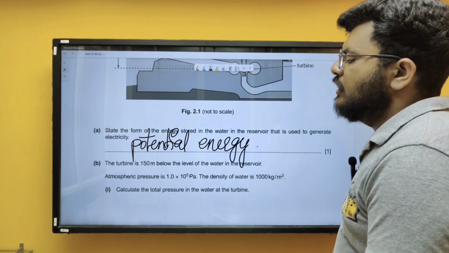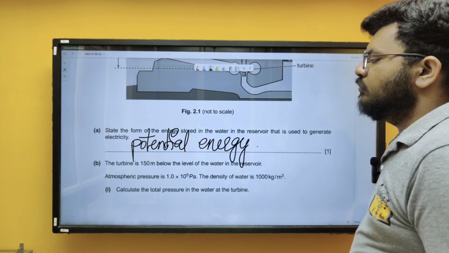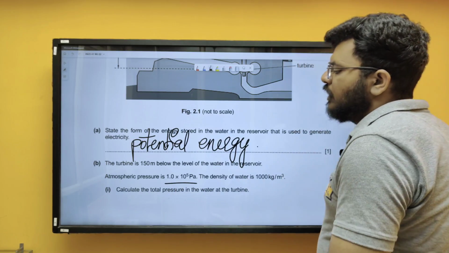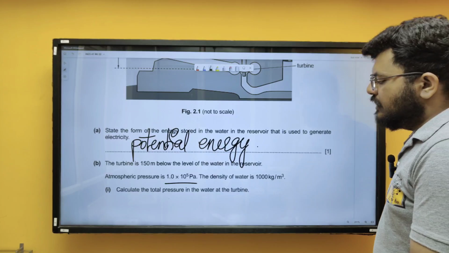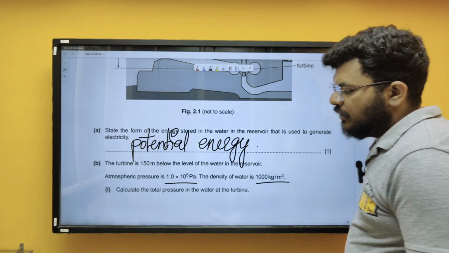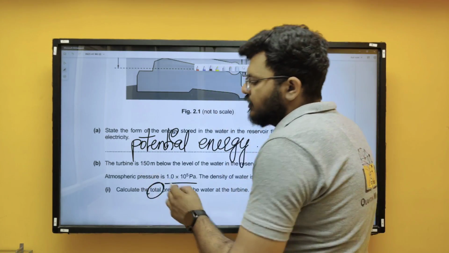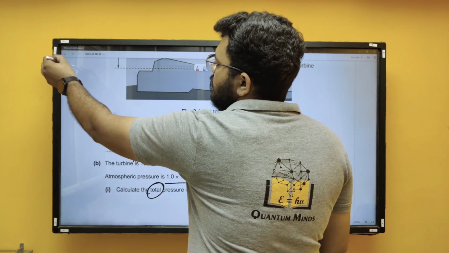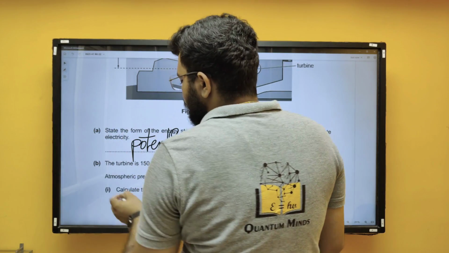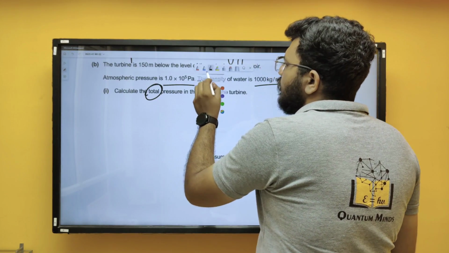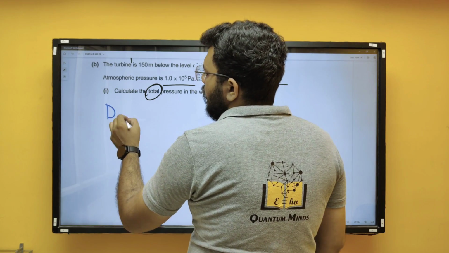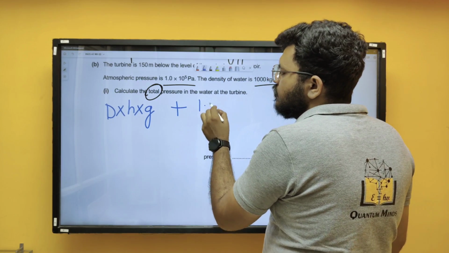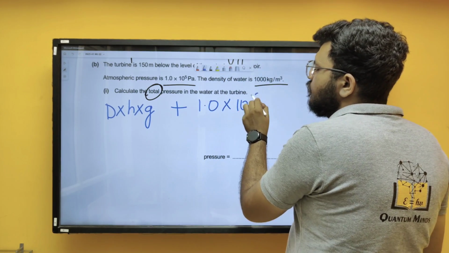Then let's see what's next. The turbine is 150 meters below the level of water in the reservoir. Atmospheric pressure is 1 times 10 to the power 5 pascal. The density of water is 1000 kilogram per meter cube. Calculate the total pressure. So they want pressure due to the liquid and the atmospheric pressure, right? We can find pressure due to liquid by the formula density times height times gravitational acceleration, plus 1.0 times 10 to the power 5.